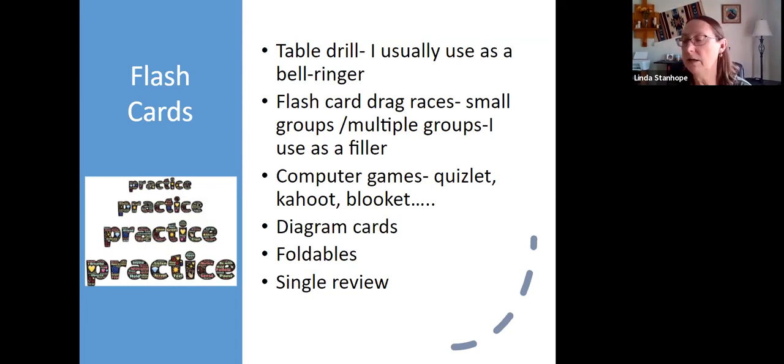I also use them like drag races, where I've got multiple teams standing side by side to see who can get as many cards as quick as possible. We've given you step-by-step instructions, but you've probably all used flashcards. They're a great reinforcement and a great filler when you've got just that 5 or 10 minutes left in class.